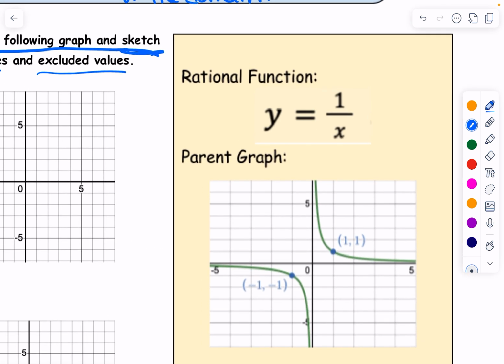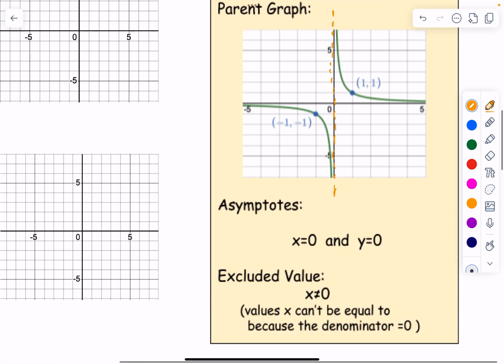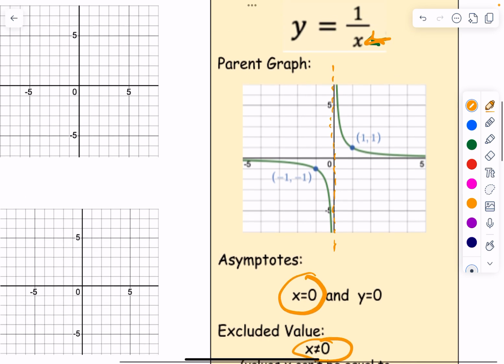Okay, so let's first focus on this parent function. If you think about the parent function, you obviously cannot have a 0 on the bottom there. So here is your asymptote that excludes x equals 0, okay? So we cannot have x equals 0, and we have an asymptote that's x equals 0.